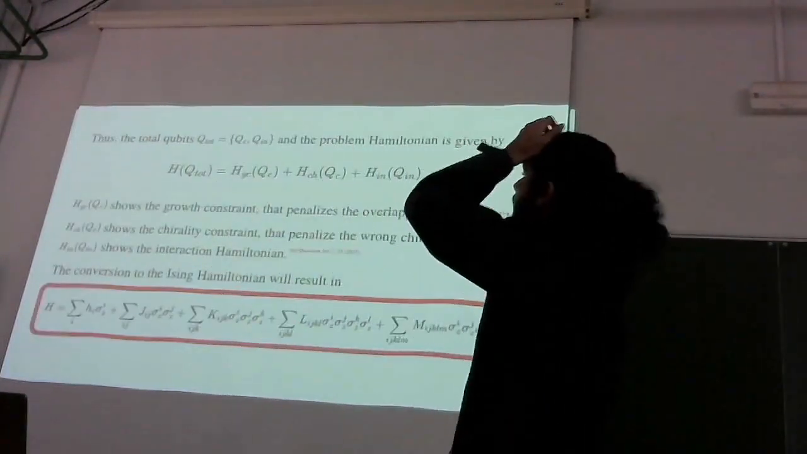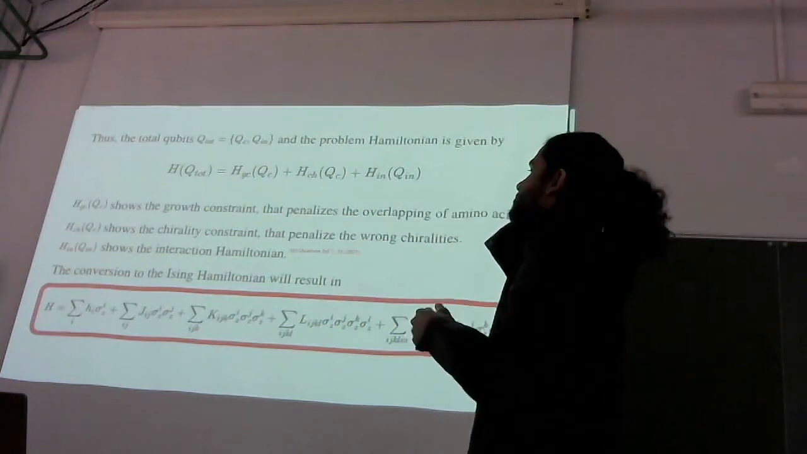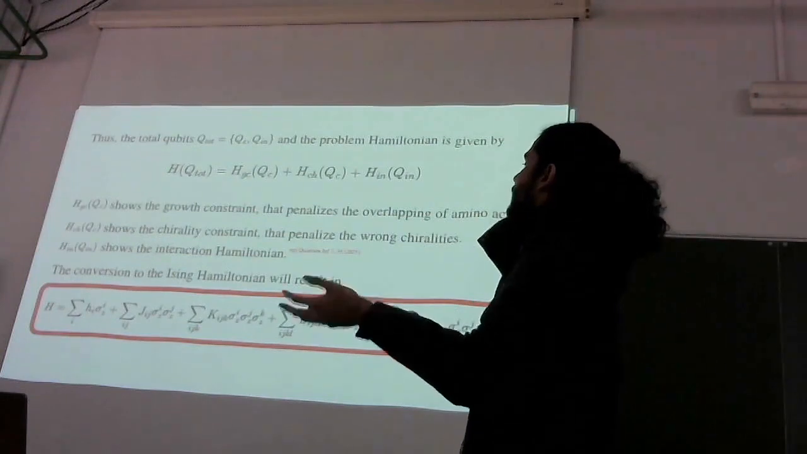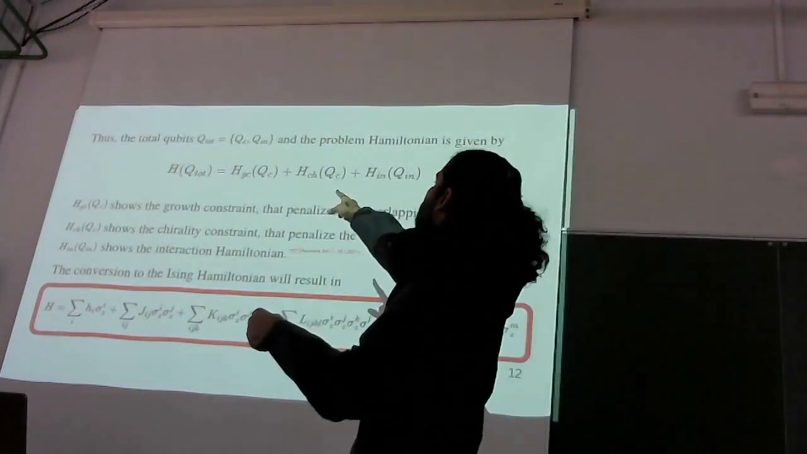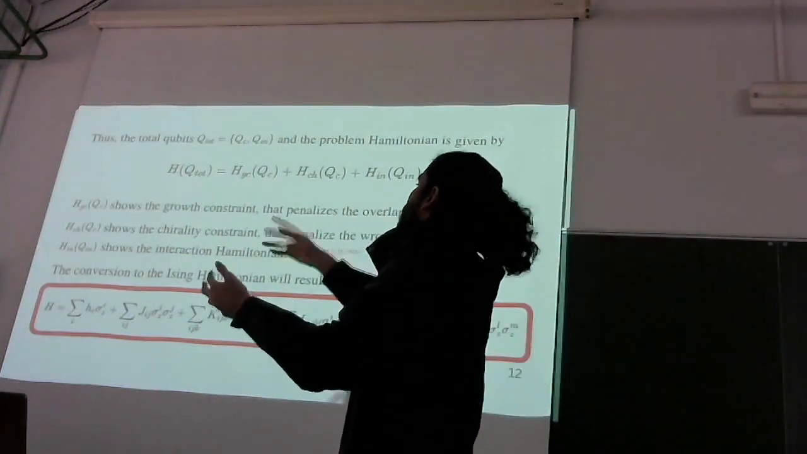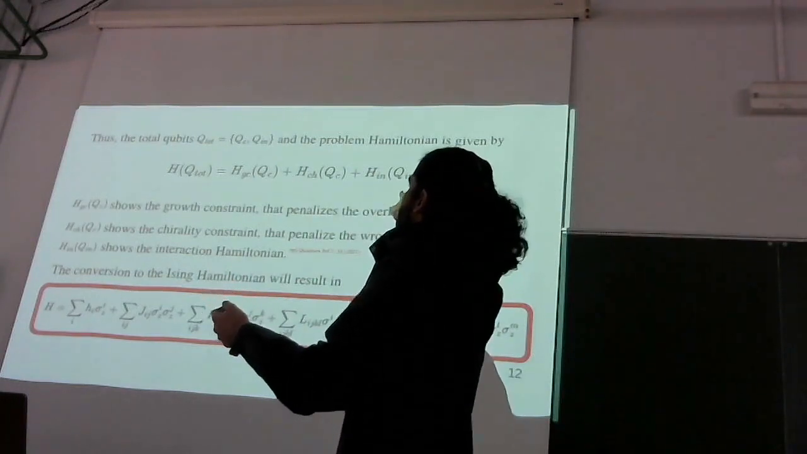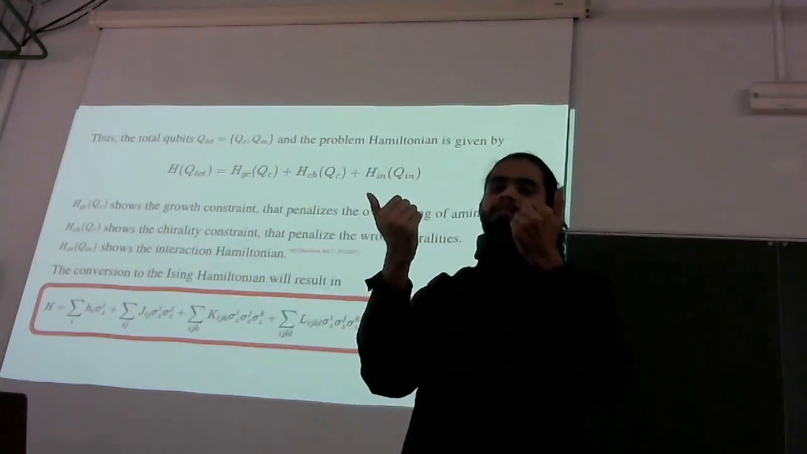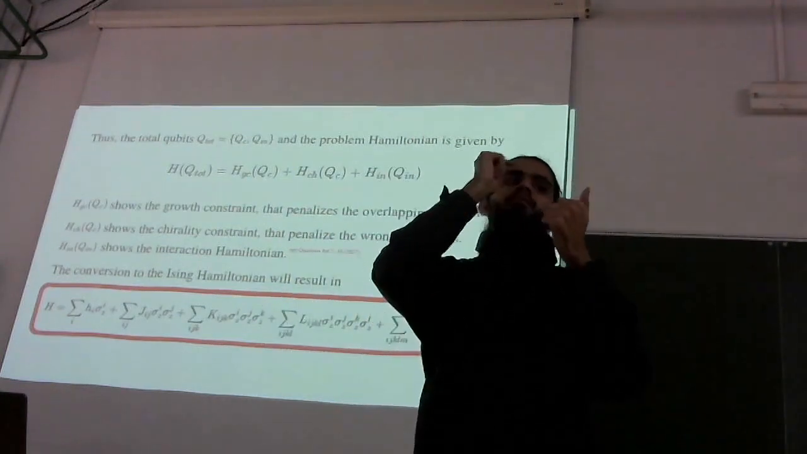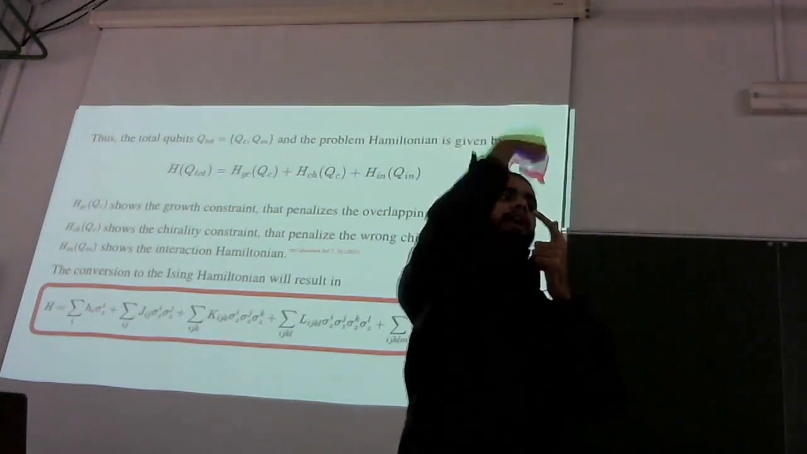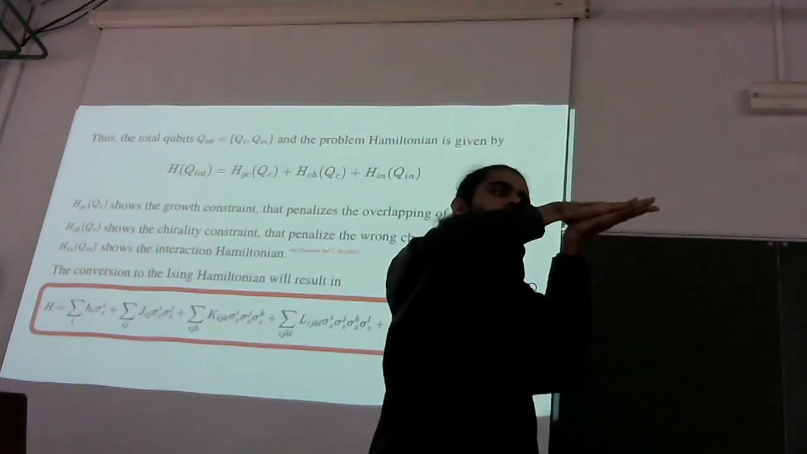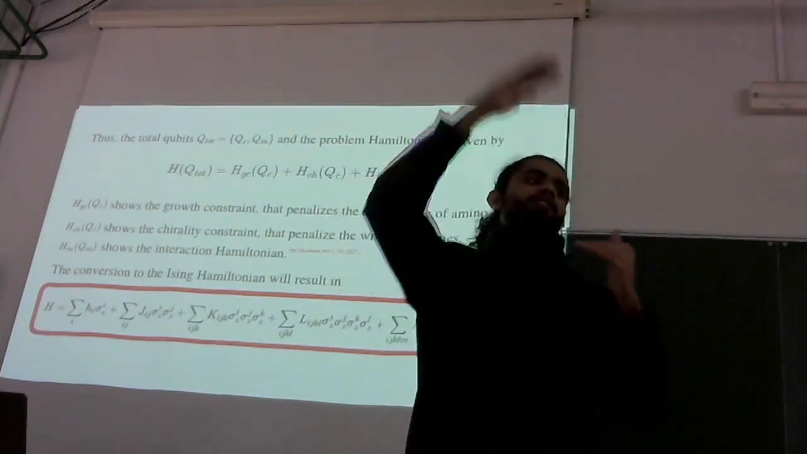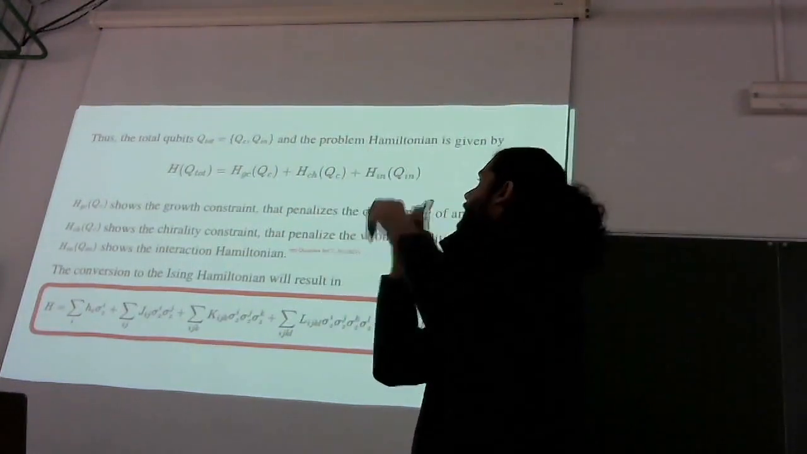So this is the Hamiltonian. I'm not going to get into full detail of it because this has already been done, so I will concentrate on the algorithms part. It has 3 terms. The first 2 terms are the constraints, and the third term is the interaction Hamiltonian. The first shows the growth constraint. You have to penalize overlapping, so you cannot take turn number 1 and then go back again, because the amino acid will overlap. When this happens, this Hamiltonian will increase the energy of the system, so it is a penalty.